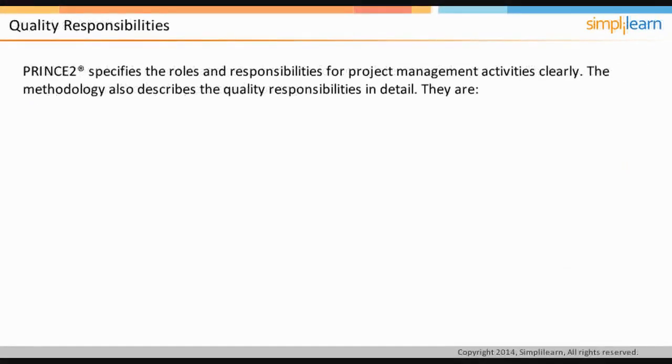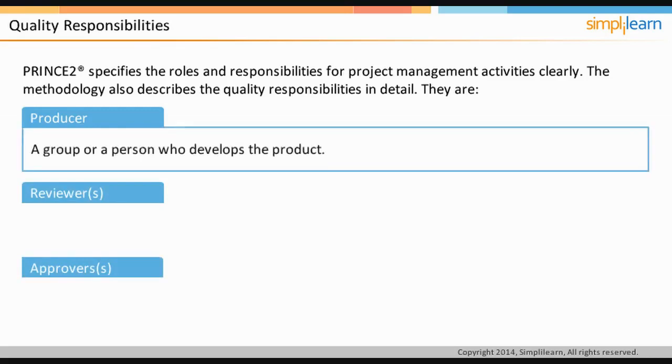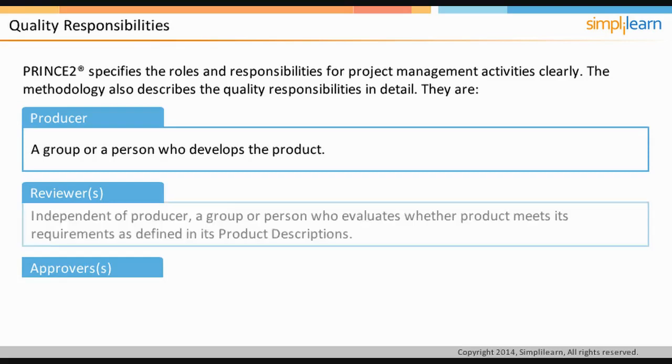PRINCE2 specifies the roles and responsibilities for project management activities clearly. The methodology also describes the quality responsibilities in detail. They are producer or producers, reviewer or reviewers, and approver or approvers. Producer or producers are a group or a person who develops the product.